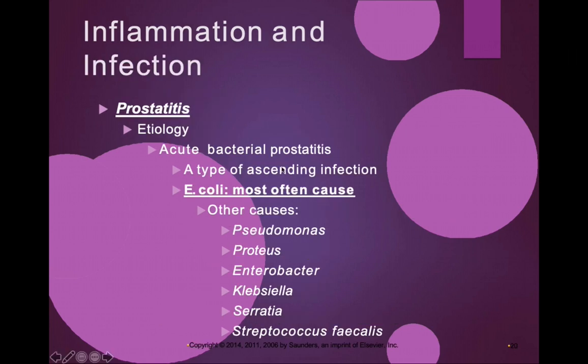The etiology for the acute bacterial prostatitis, which is very, very common. Remember, it's an ascending infection, E. coli. E. coli is the most common and often cause. I want to stress that. And there are some others, I mentioned them below, but E. coli is the most often trigger for acute bacterial prostatitis. There's Pseudomonas, Proteus, Enterobacter, Klebsiella, Serratia, and Strep.